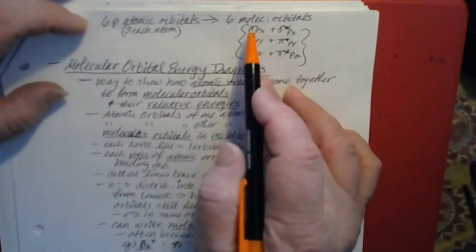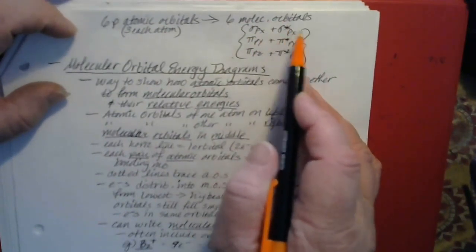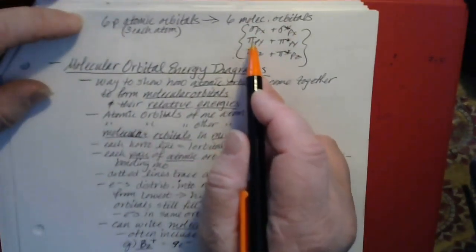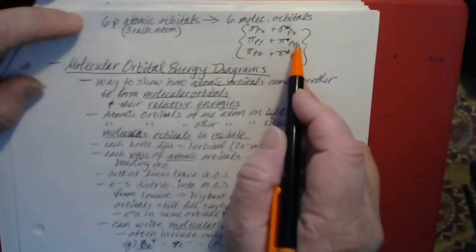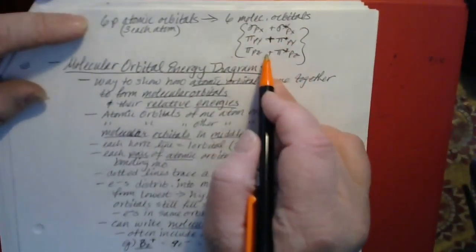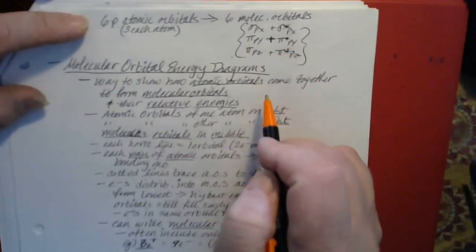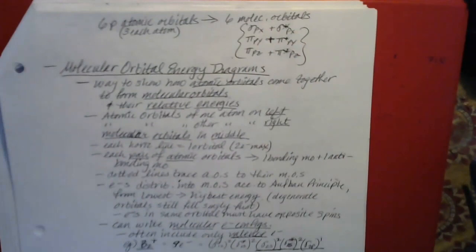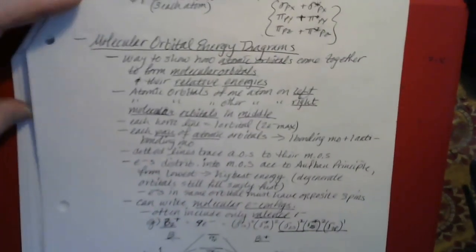You're going to get sigma px and sigma star px. That is from the end-to-end overlap. You're going to get pi py and pi star py. And you're going to get pi pz and pi star pz. So 3 bonding and 3 anti-bonding molecular orbitals, that's 6. Okay, so same number.